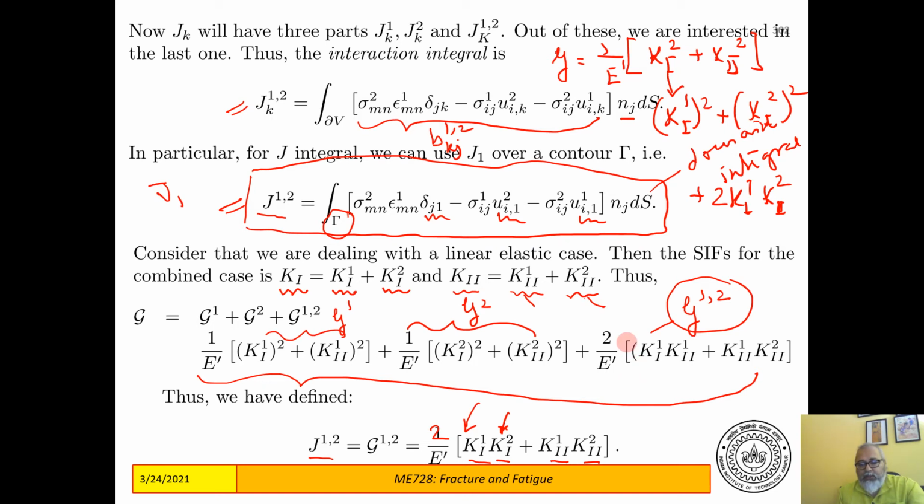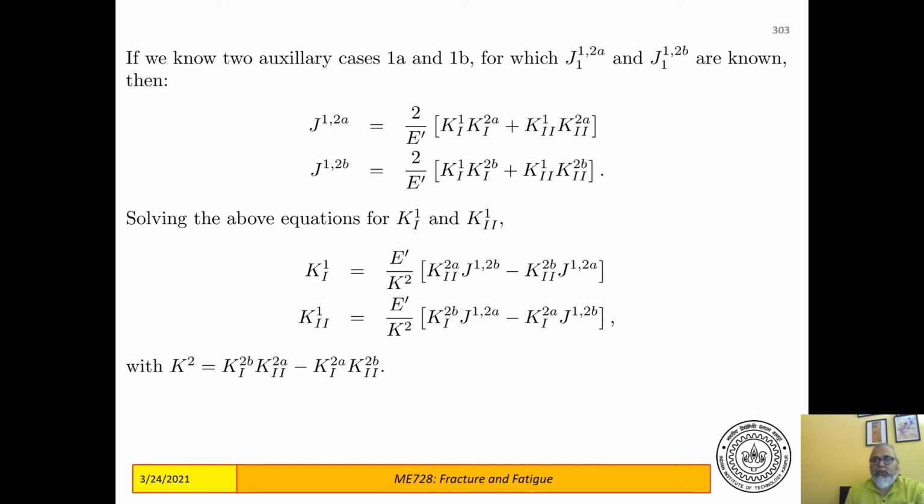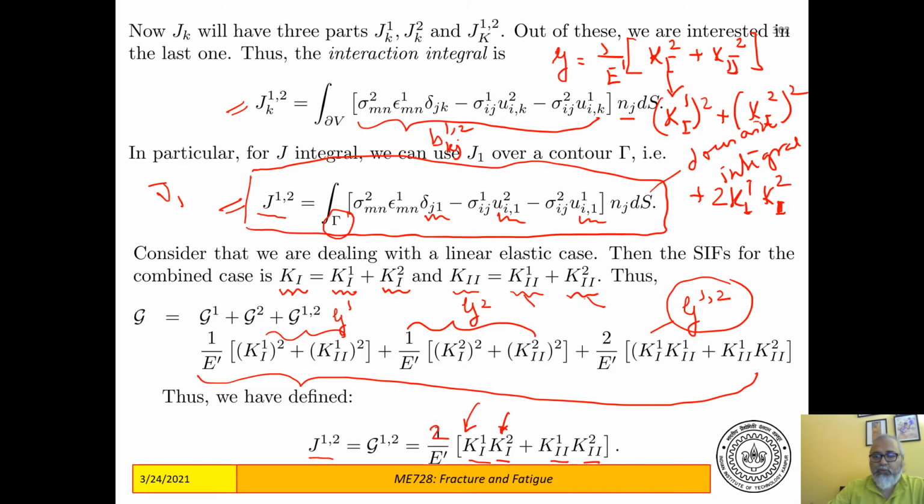We can do it in various ways. We can use these cleverly. The second case, we can choose it cleverly, and what we generally do is the following. Before that, you need to know two solutions to solve this. And these two solutions, let us call two auxiliary cases, 2A and 2B. So these are my auxiliary cases for which I know the solution.